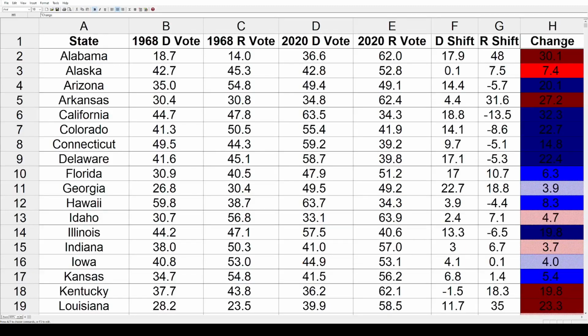And I also have some shading in this column. The darkest colors are going to be over 10-point shifts. The lightest colors are going to be under 5-point shifts. So 3 levels of shading. Let's get started here in Alabama.